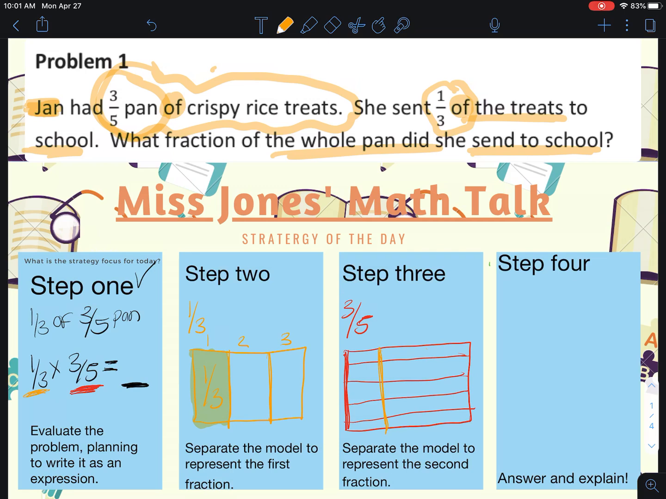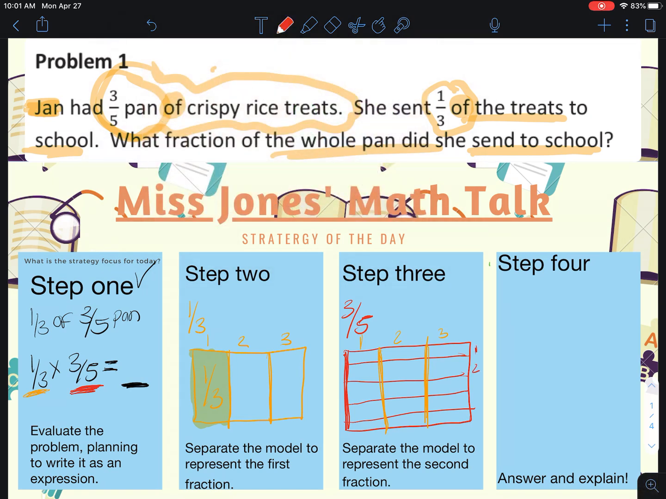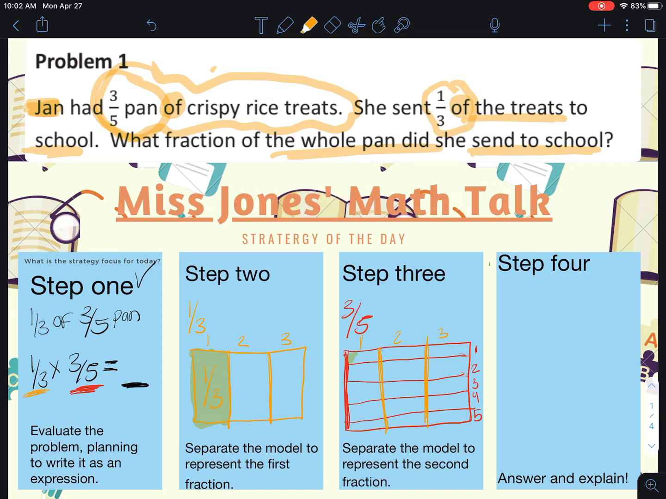So when you guys are at home, you're just going to draw this on top of your model that represents 1/3. But because I'm showing you the steps on my iPad, I'm going to have 2 models here. But at home, you should have one model that you're continuously building to. All right, so your model should look like this now. You should have 1/3 shaded in, and you should have your 3/5 lines drawn.